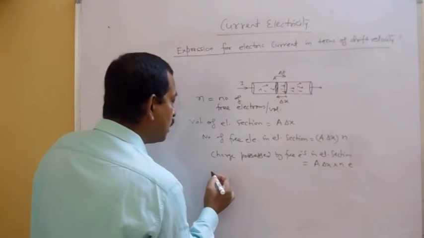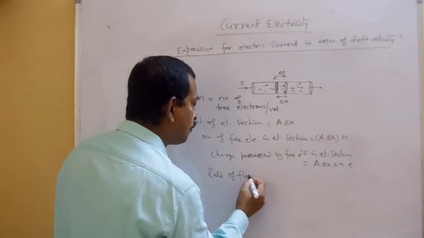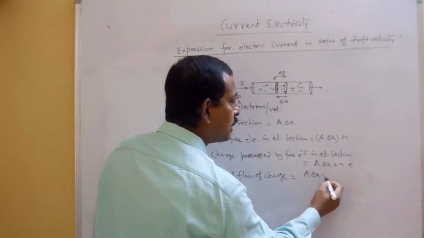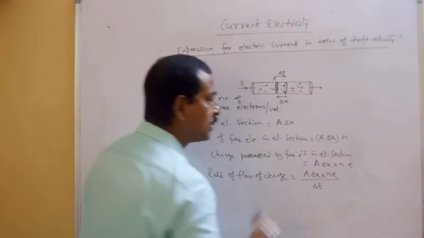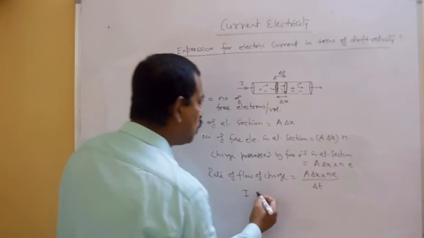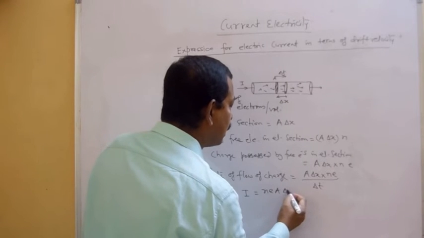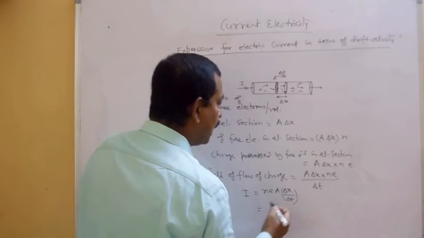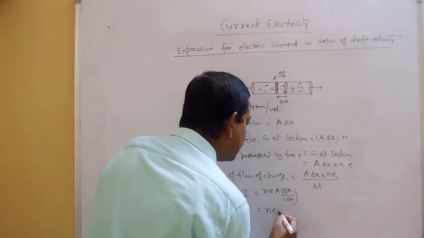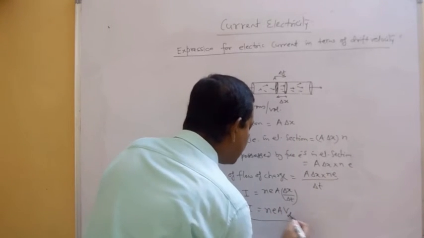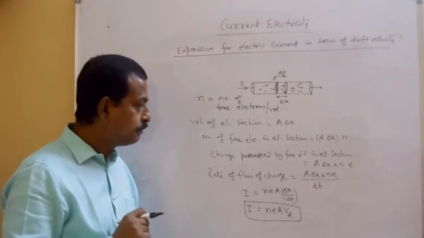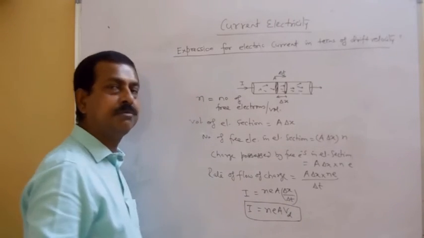Therefore, the rate of flow of charge will be A delta X n e divided by delta T. And this rate of flow of charge is nothing but your electric current. So this will be equal to n e A delta X by delta T. This delta X by delta T is the drift velocity. So we write this as n e A v_d. This is the expression for electric current in terms of drift velocity.